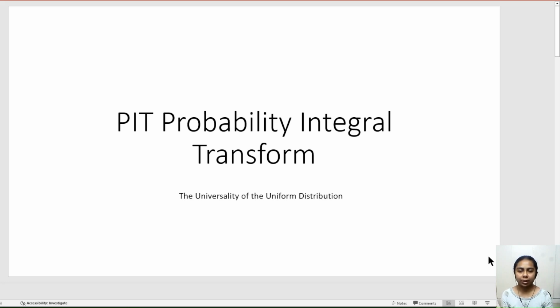The probability integral transform is a technique that can convert any continuous random variable into a uniform distribution by using its own CDF, the cumulative distribution function. Because of this unique capability, this is also known as universality of the uniform distribution. In this video, I'll try to explain a use case of this probability integral transform.